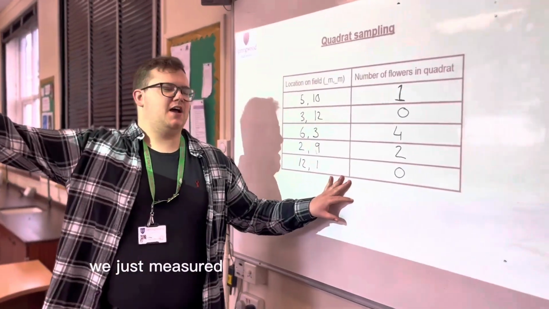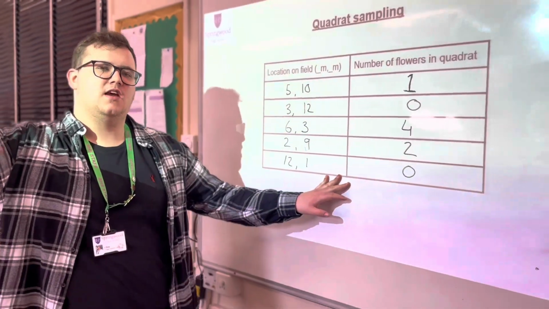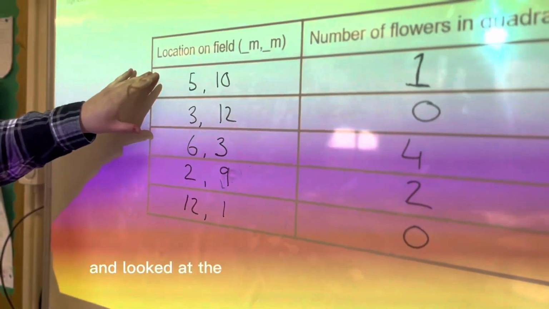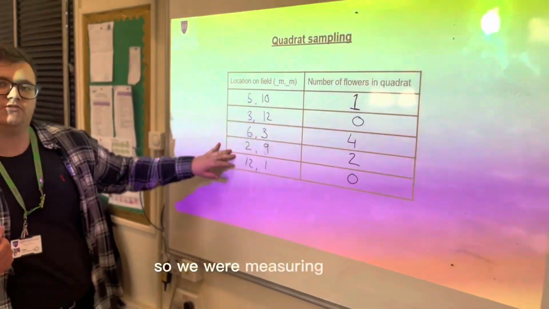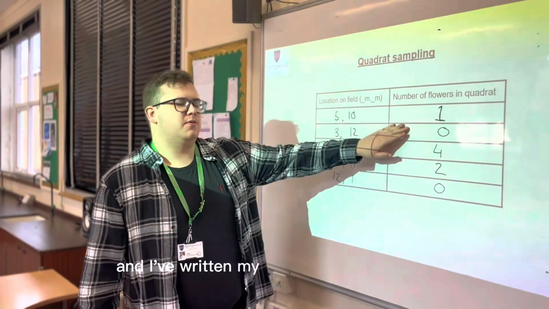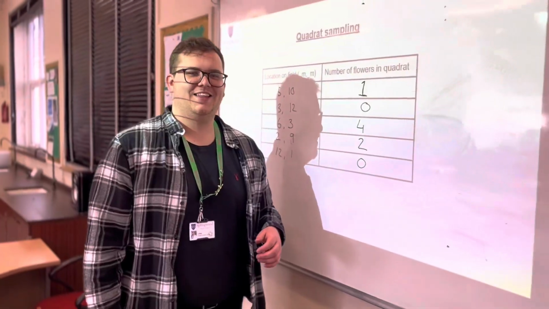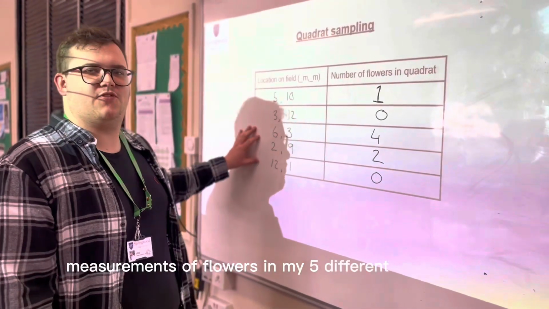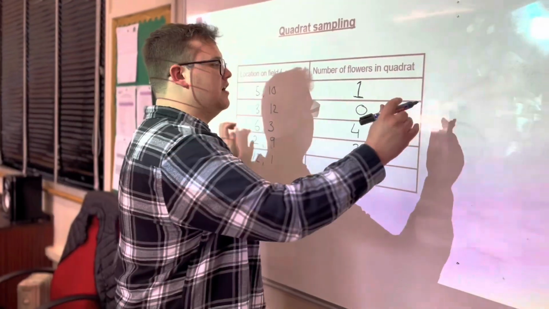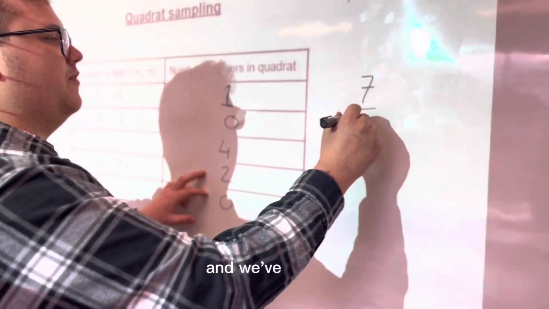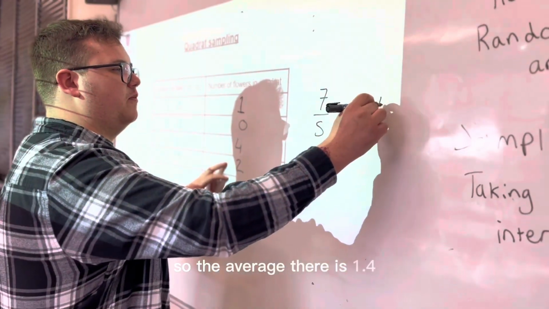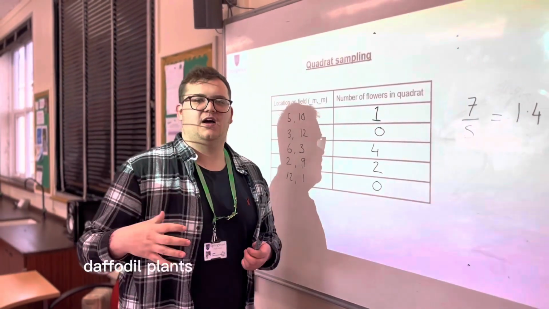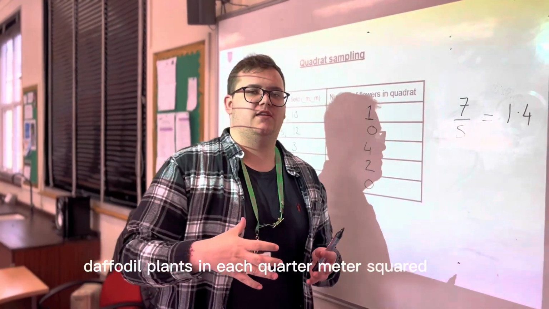We just measured the field, which was 15 by 20 meters, so 300 meters squared. I've randomly sampled and looked at the location of each of the flowers. So we were measuring daffodils, and I've written my results next to it there. So I've taken my measurements of flowers in my 5 different coordinates randomly sampled. So here we've got 7 and we've taken 5, so the average there is 1.4. So we know that there's 1.4 daffodil plants in each quarter meter squared area.